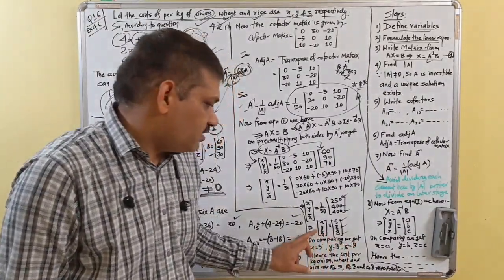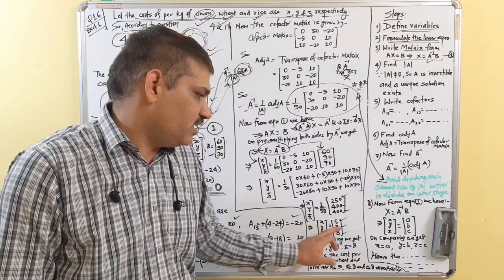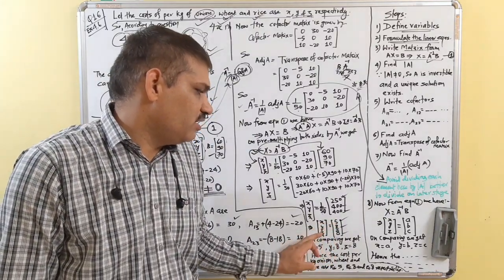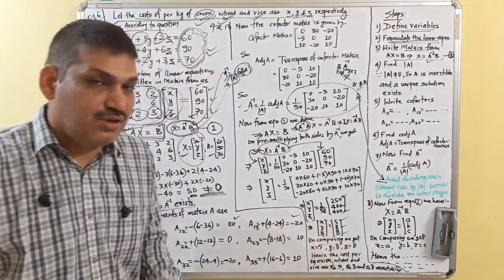On comparing, we get these two matrices are equal. So on comparing the corresponding elements, we get X is equal to 5, Y is equal to 8, and Z is equal to 8.